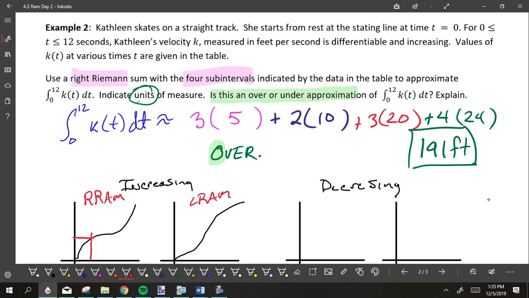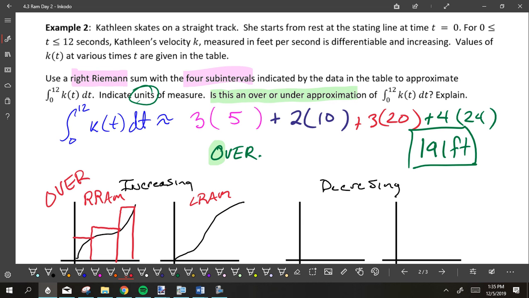Then I'm going to go up a little bit and then go over to the right until I touch the graph again. That is a RRAM problem. Is that over or under? That is over. That is what we just described.